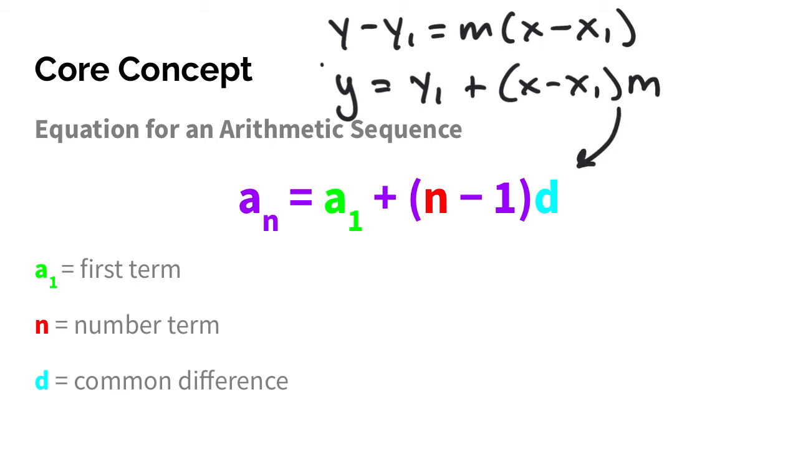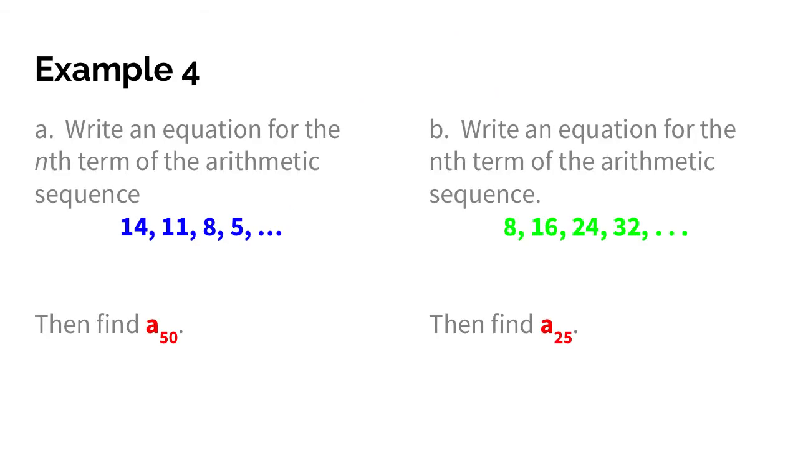to an arithmetic sequence. So what we're going to do in this example is take our arithmetic sequence and we're going to write that equation. We're going to try and simplify it down, and then we're going to try and find the 50th term. So a50 means the 50th term. So in my sequence here, I have 14. 14 is my very first term.